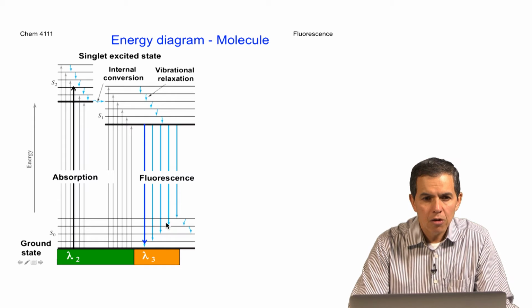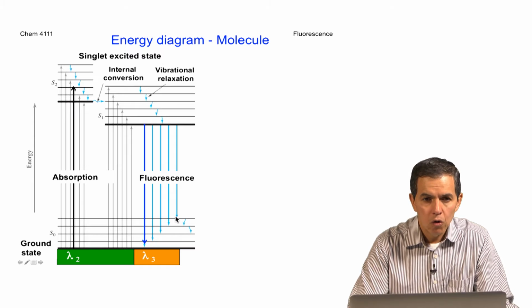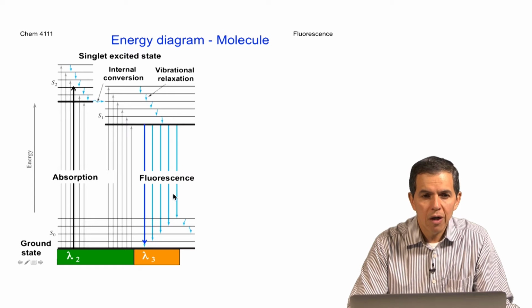Slightly different energies of the emission of light correspond to different wavelengths that will correspond to a profile such as the one that we observed in the emission profile. That is, in the previous slide, the fluorescence profile or emission profile we observed corresponds to the process of fluorescence that we have over here.